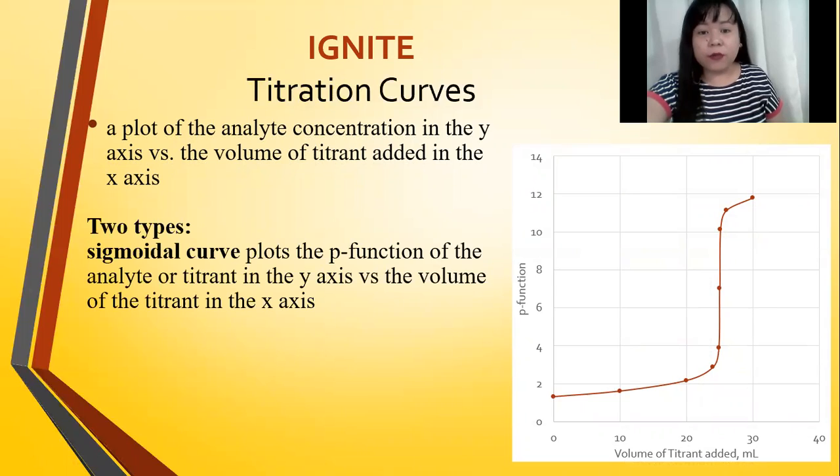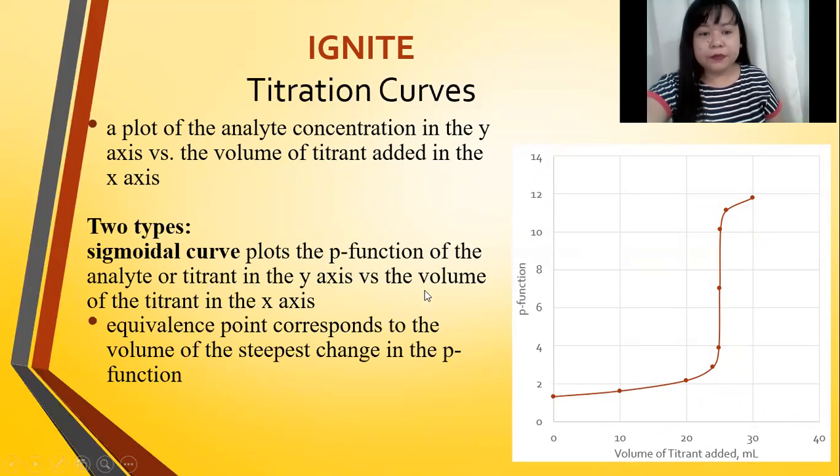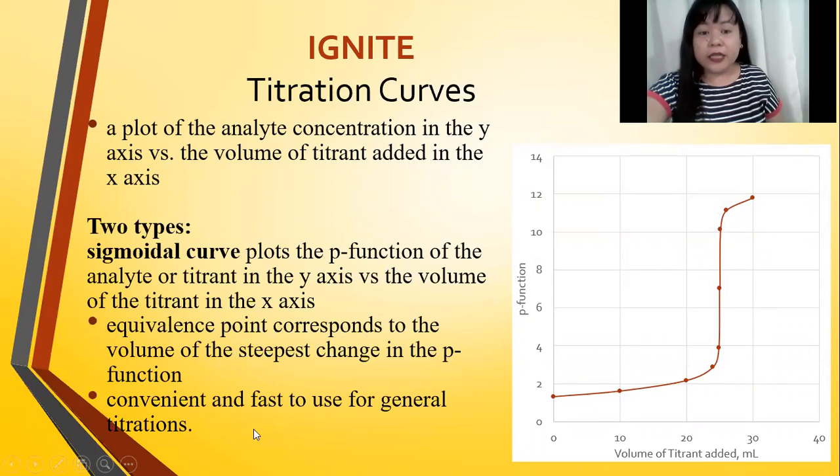So the sigmoidal curve plots the P function of the analyte or titrant in the y-axis versus the volume of the titrant in the x-axis. Here's the x-axis with the volume of titrant added, and the y-axis with the P function of the analyte or titrant plotted. The equivalence point corresponds to the volume of the steepest change in the P function. So that would be here. It is convenient and fast to use for general titrations.